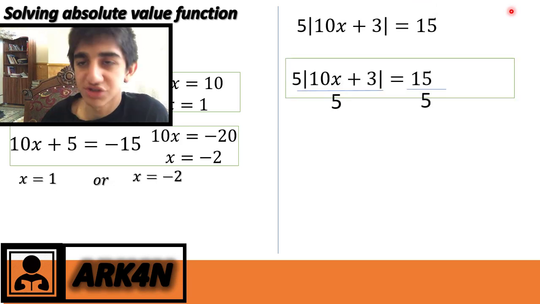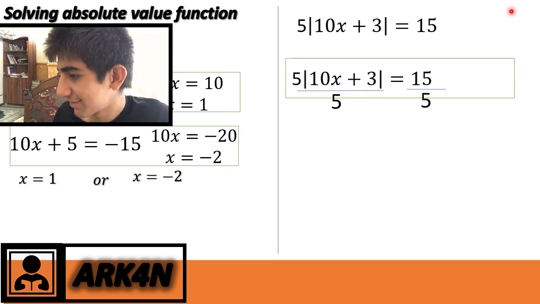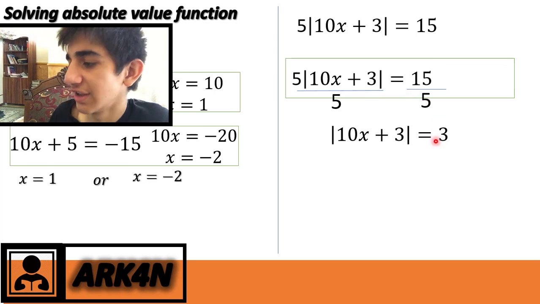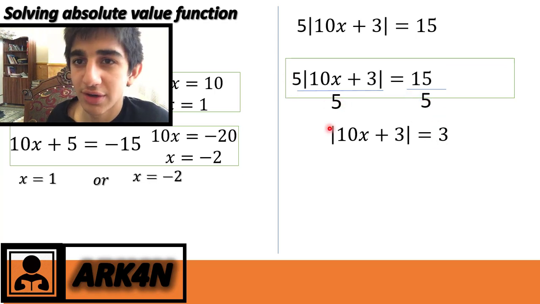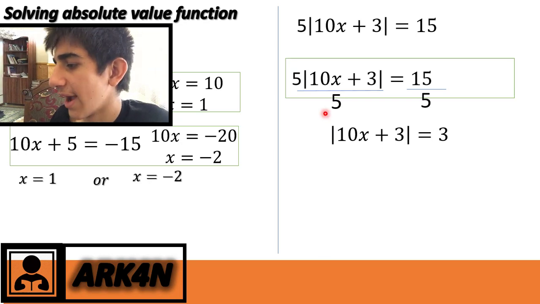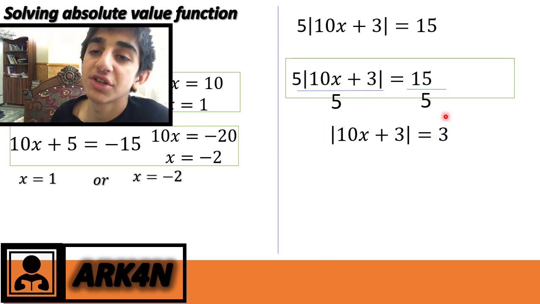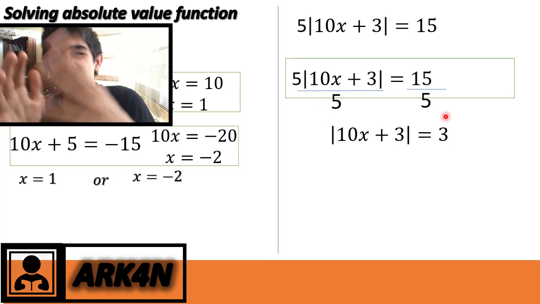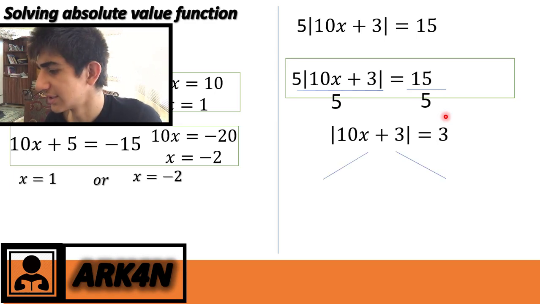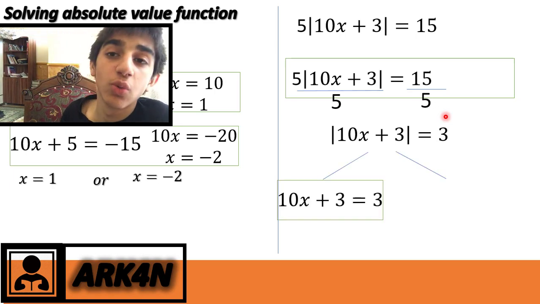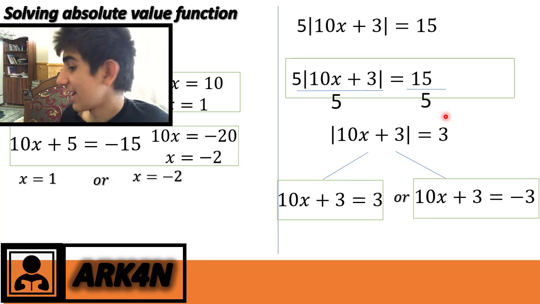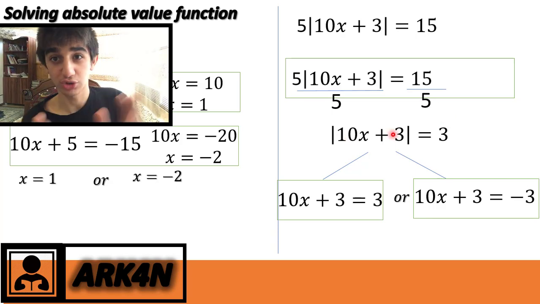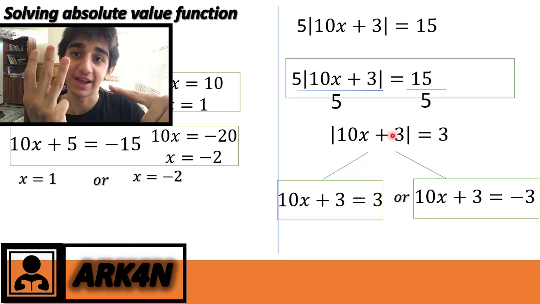We divide both sides by 5, and we get the absolute value of 10x plus 3 equals 3. 15 divided by 5 gives us 3, and 5 divided by 5 gives us 1, so we don't have to write that. Now we can simply divide the equation into two parts. We have 10x plus 3 equals 3, or 10x plus 3 equals negative 3. So either this should equal 3 or it should equal negative 3, right?